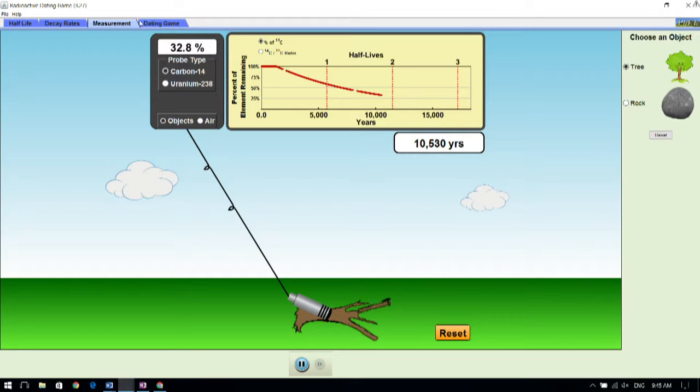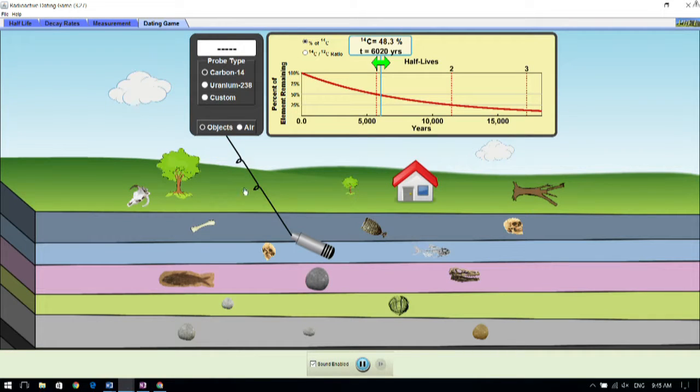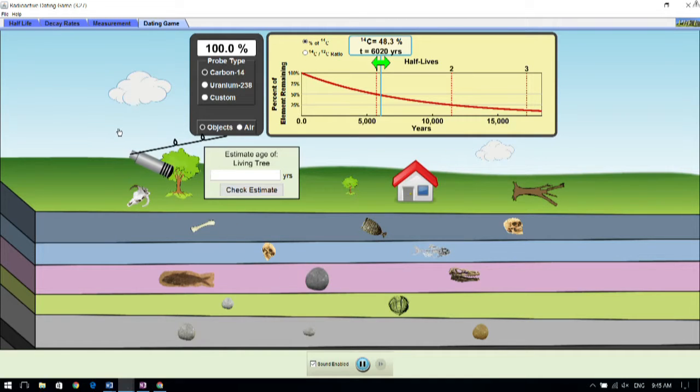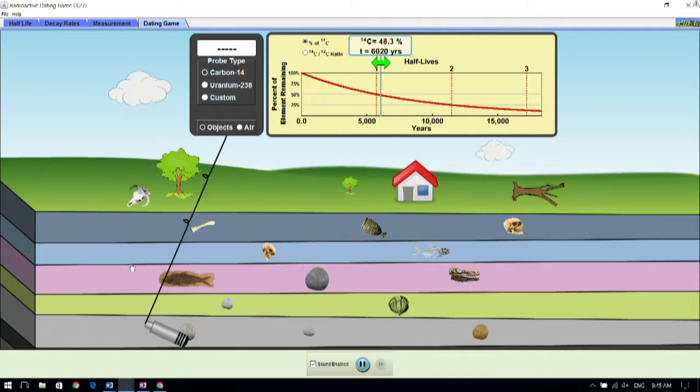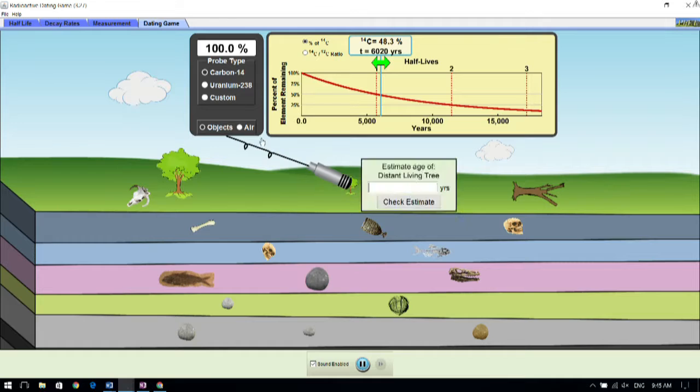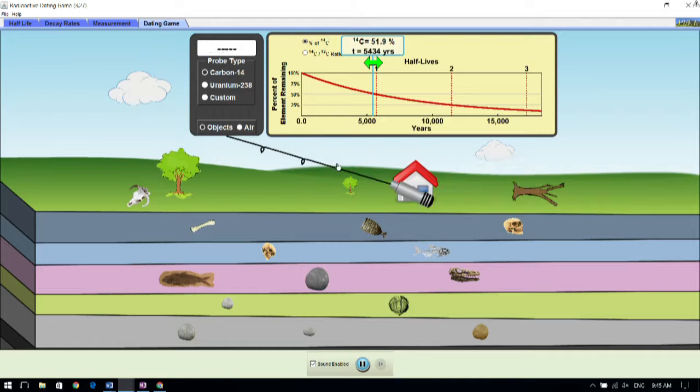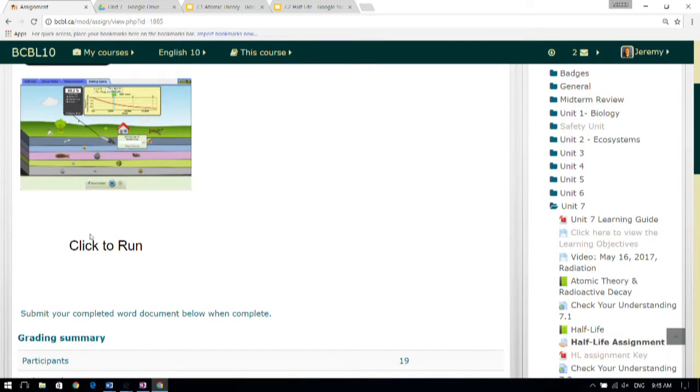And then the last one's the radioactive dating game, where you can use the little measurement tool to look at how much carbon-14 is in each of these samples, and you can figure out the ages of things based on the half-life of it. Gives you the half-life here. You can estimate the ages of things because you know how many half-lives have elapsed. So that is the activity in a nutshell.